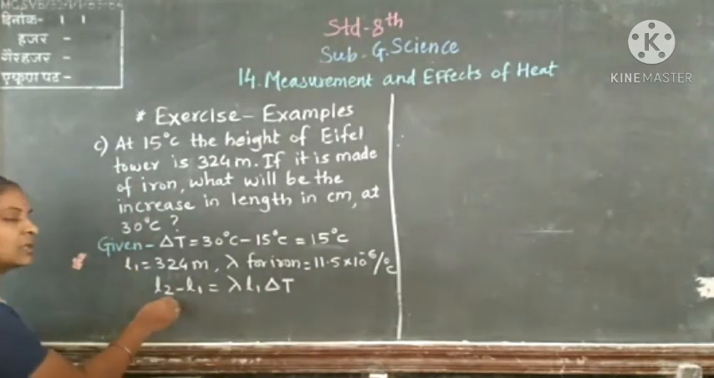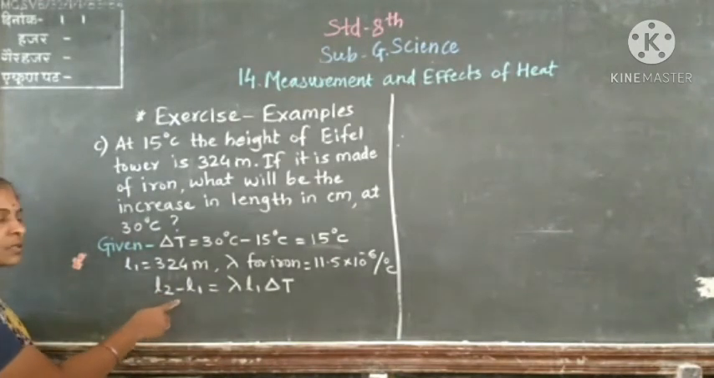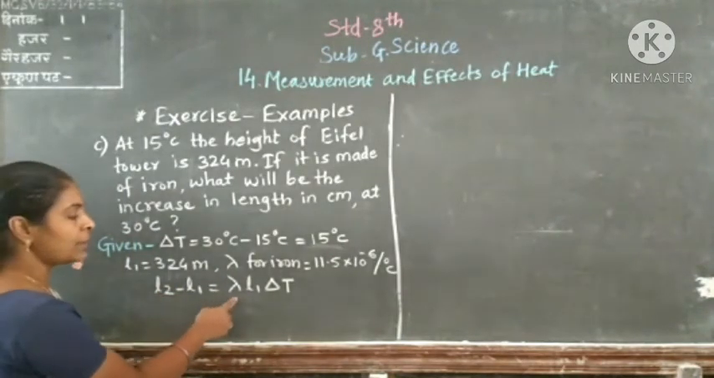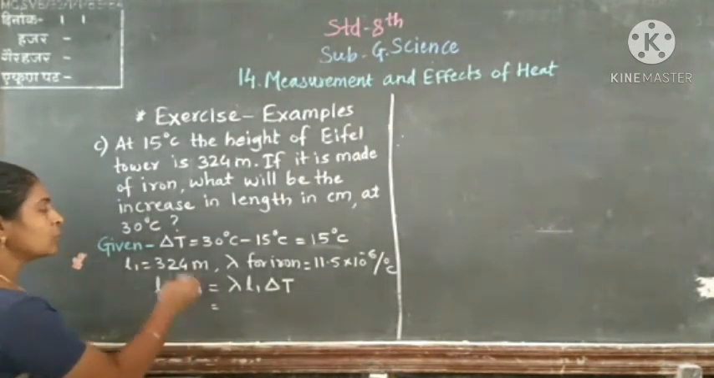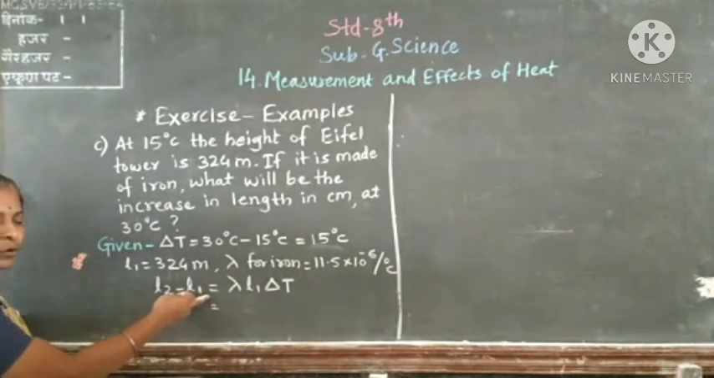Now here see this is the formula. So change in length, that is L2 minus L1, is equal to lambda into L1 into delta T. So we substitute all these values in the formula.